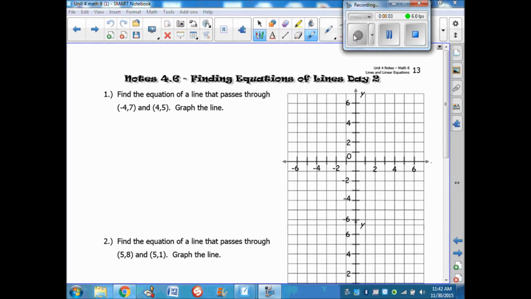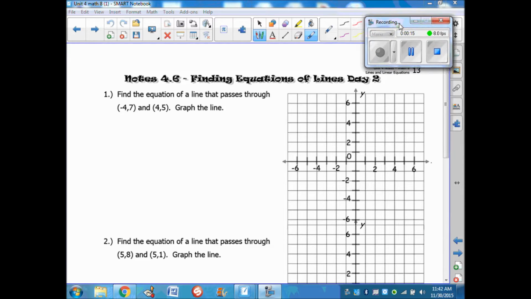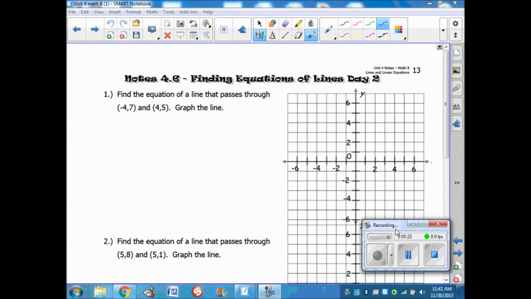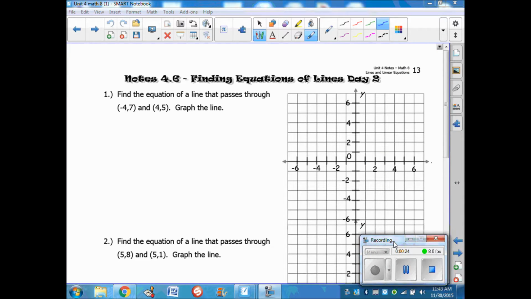Notes 4.6, finding equations of lines, day 2. So I know I told some of you to do notes 4.7, but as I looked at 4.7, I decided those would be the best to do in class together because there's a lot of discussion that we can have around those. So we're going to do 4.6, and we did some of this in class as a group, so that's good. So hopefully it'll be pretty easy, okay? So we're going to do 4.7 in class together, the notes, because a lot of discussion can be had.